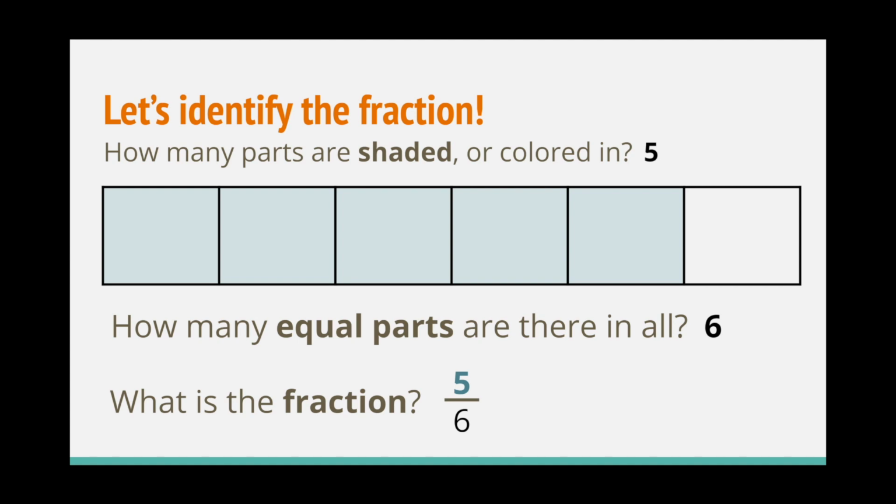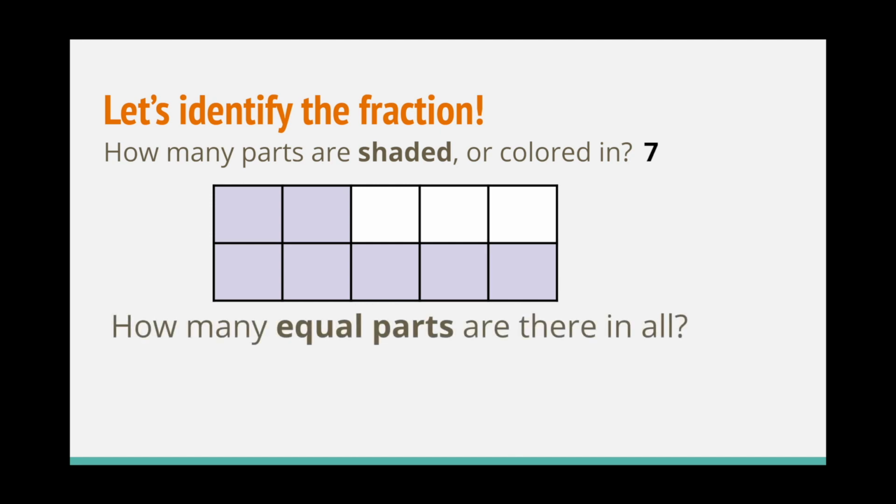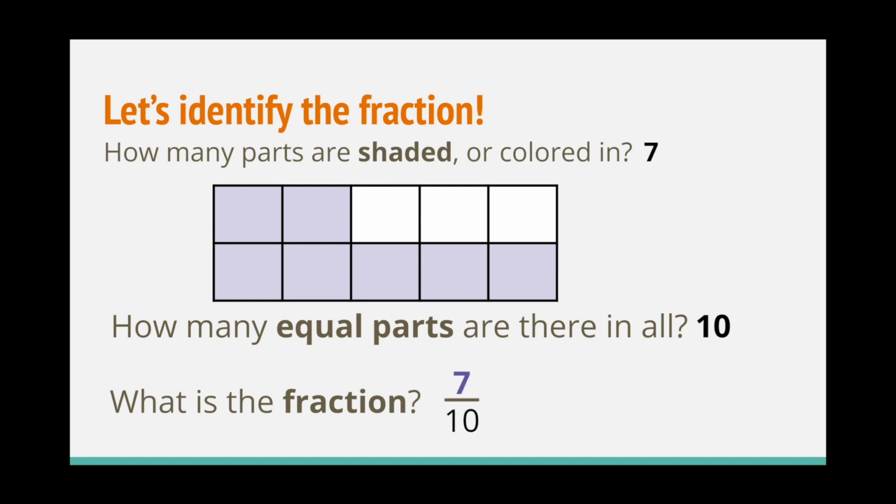So this was tricky. I didn't ask you if it was a unit fraction. I just asked you if it was a fraction. So the fraction is 5 parts are colored in out of the 6 total parts. How many parts are shaded or colored in that are colored purple? If you said 7, you are correct. Now how many equal parts are there in all? If you said 10, you are correct. So what is our fraction? If you said 7/10, you are correct.